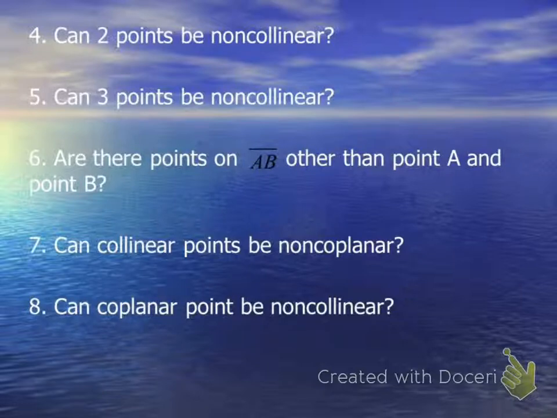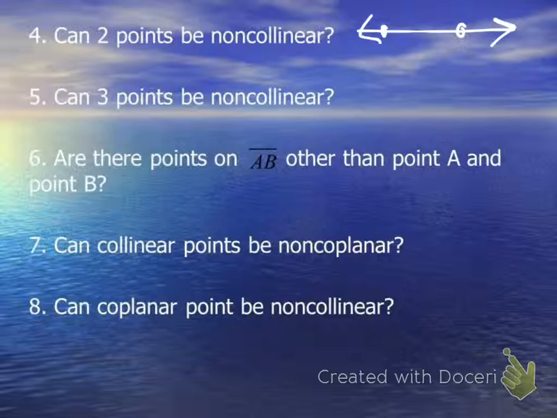Can 2 points be non-collinear? Through any 2 points, there exists a what? A line. So is it possible for those 2 points to not be on a line? No, so this would be a no. Can 3 points be non-collinear? Now if we add a third point, yes, they could definitely be non-collinear.